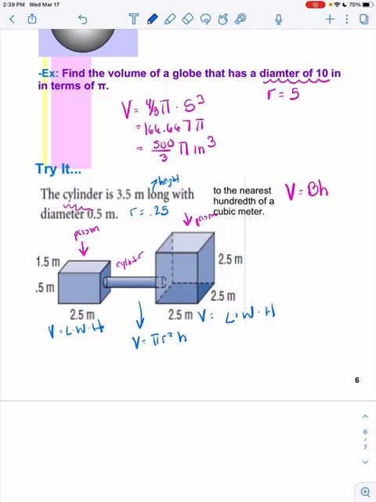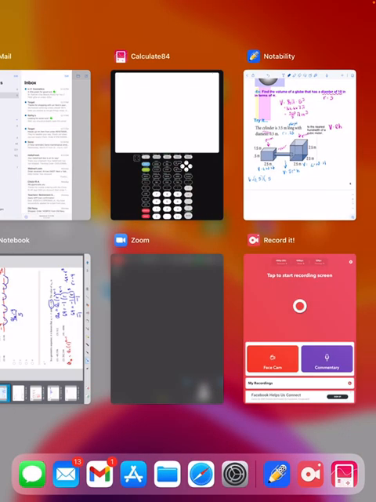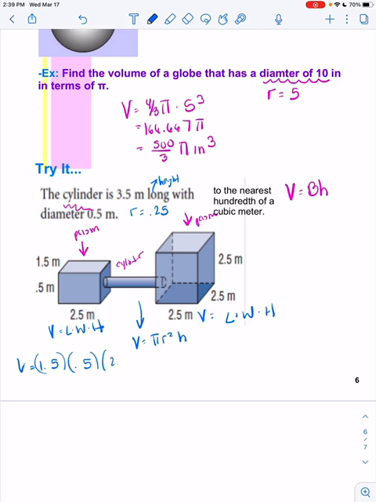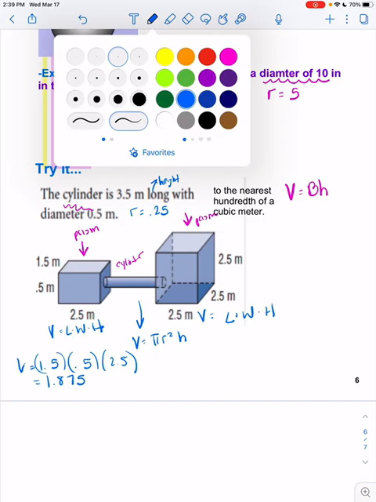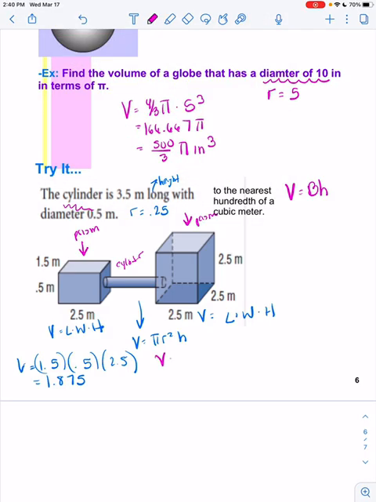So let's do the prism on the left first. This is 1.5 times 0.5. Why'd I use an x for times? I never use an x for times. Times 0.5, sorry about that, times 2.5. And we get 1.875.